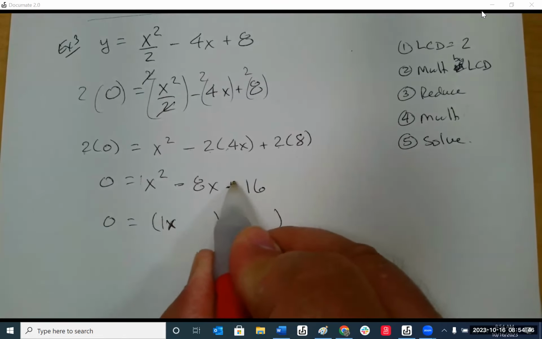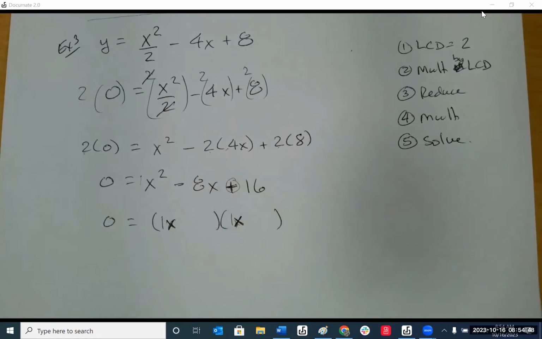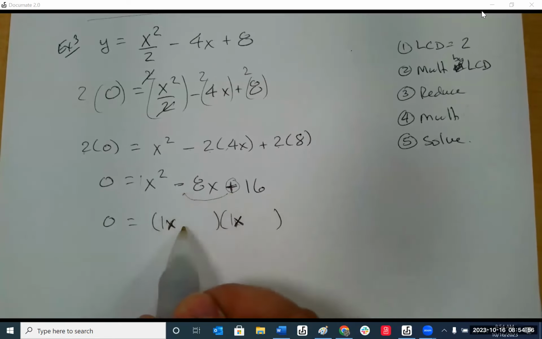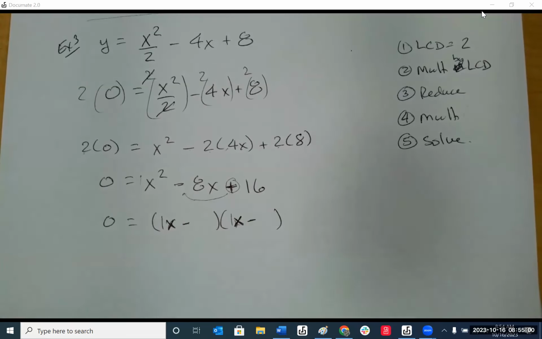The second sign is a plus. What does that tell us? Yep, they're both the same signs. They're both going to be minus. Very good. If the second sign's a plus, it's going to be the same signs. It's whatever the first sign is.